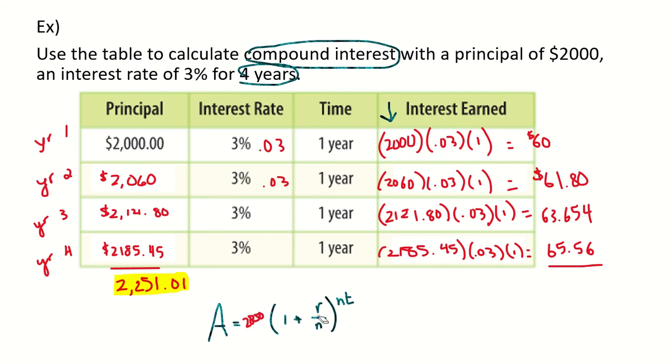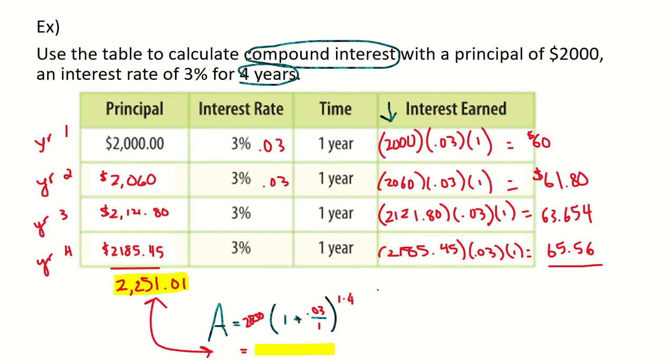The 1 stays. The rate is 0.03. It is compounded once a year, so that would be 1 for n. And the n would be 1 again, times t, and t, this was for 4 years. So you would just plug in and solve everything, and you should get the same answer as doing simple interest 4 separate times. You should get the same answer.